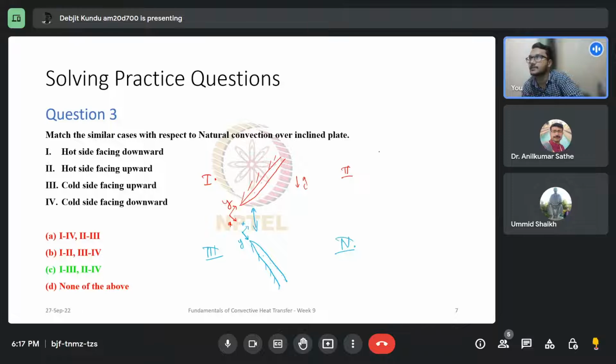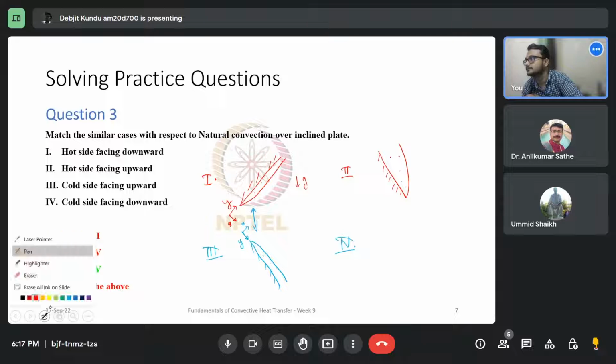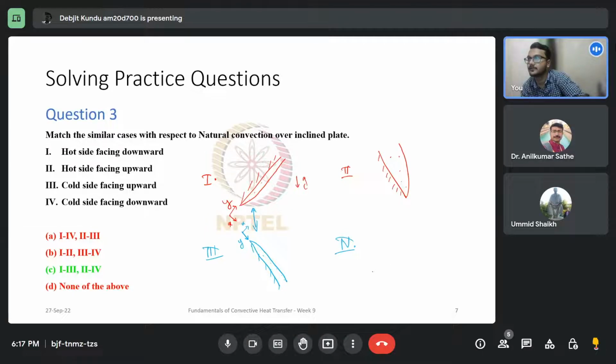with the hot side facing upward, the boundary layer would actually grow much more than what it would have grown if the plate was flat. Similar thing for a cold side facing downward. In this case also, the boundary layer would be thicker than expected, thicker than if it were flat. So that's why these two are analogous.